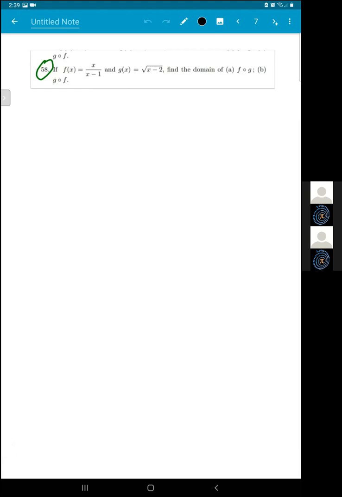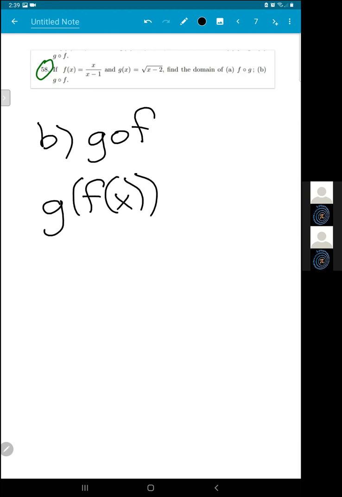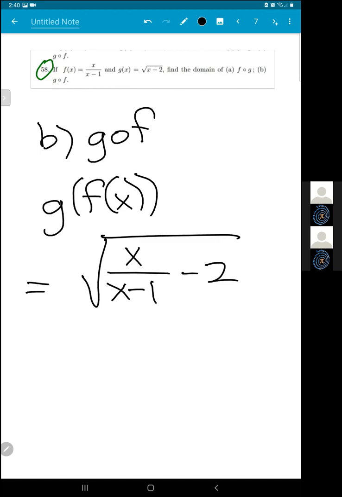Okay, so gawin natin yung part B. G of f. Now, f of g is not the same as g of f. This time, g is the outer function, f is the inner function. So you are going to plug in f into g. So if you look at the given above, it's f that has to be plugged into g. That's g of f.